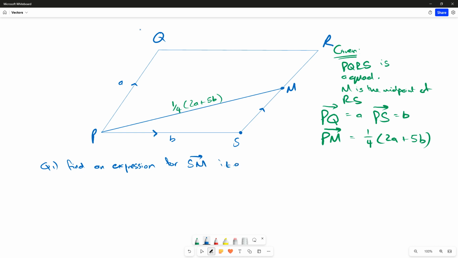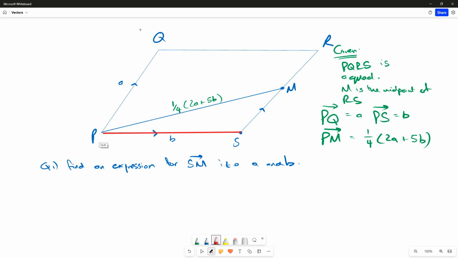Okay, in terms of A and B. All right. So if I'm traveling from S to M, I have a starting point S and a finishing point M. And I have to travel in that motion. So the way to solve this is to find the alternative route, the known route.